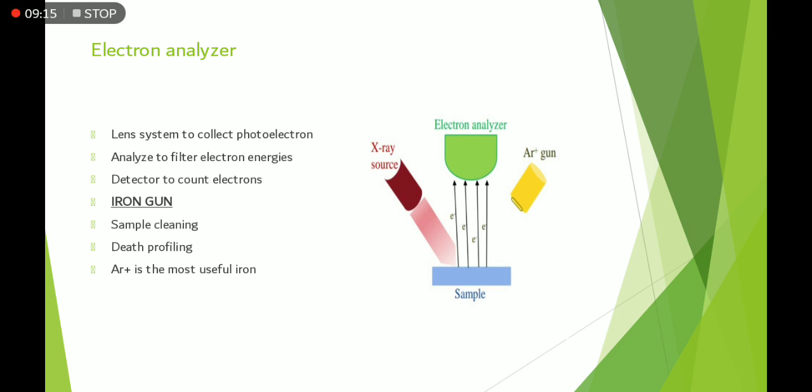What is an ion gun? An ion gun is used for sample cleaning and depth profiling. Argon is the most useful ion gun. We can see in the diagram the ion gun in yellow color, and the electron analyzer. From the sample, electrons are released and go to the electron analyzer, along with the X-ray source.